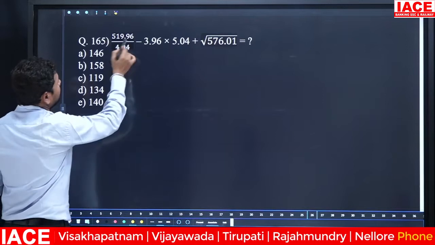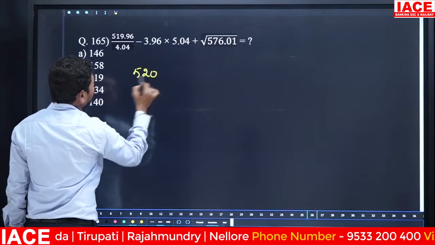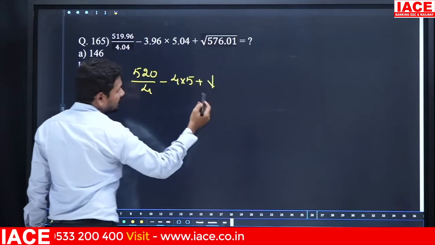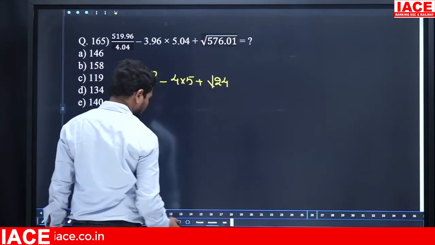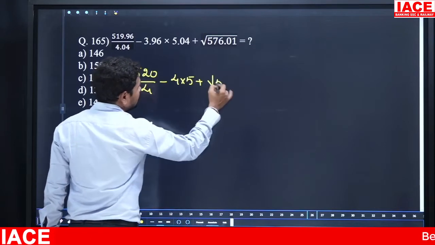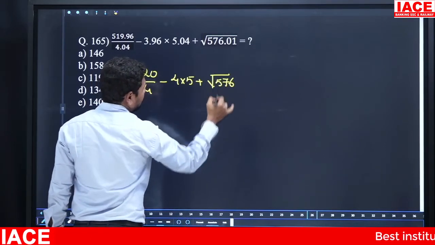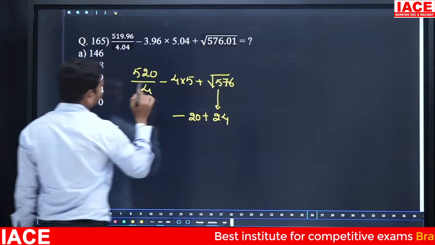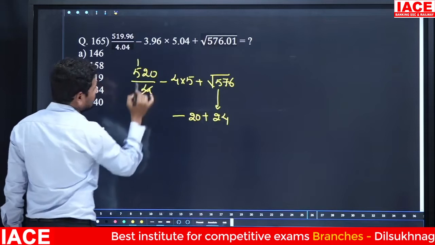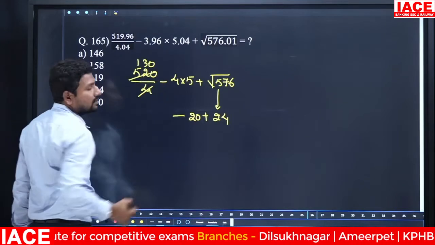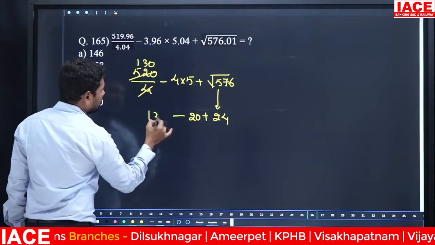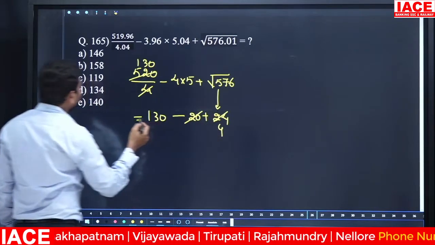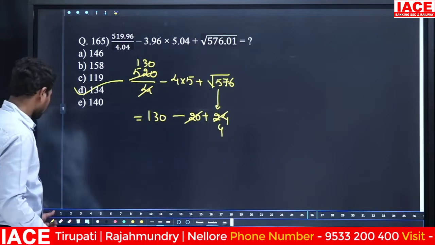Next, 519 you can write 520 by 4 minus 4 into 5 plus root of 576, which is equal to 24. Root of 576 is 24. Then 24 minus 20 plus 5, 4 1s 4, 3s and 0, nothing but 13 4s is 520. Here 130 and 20 will be gone, extra 4 will be there, 134. Option D.